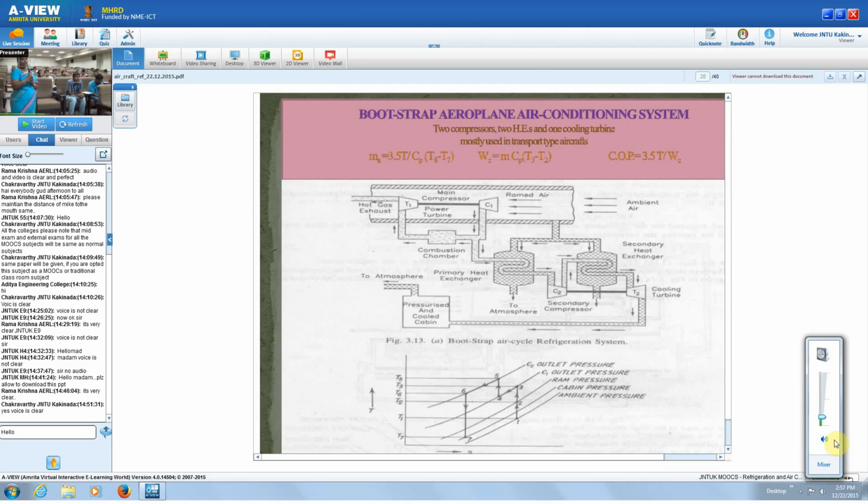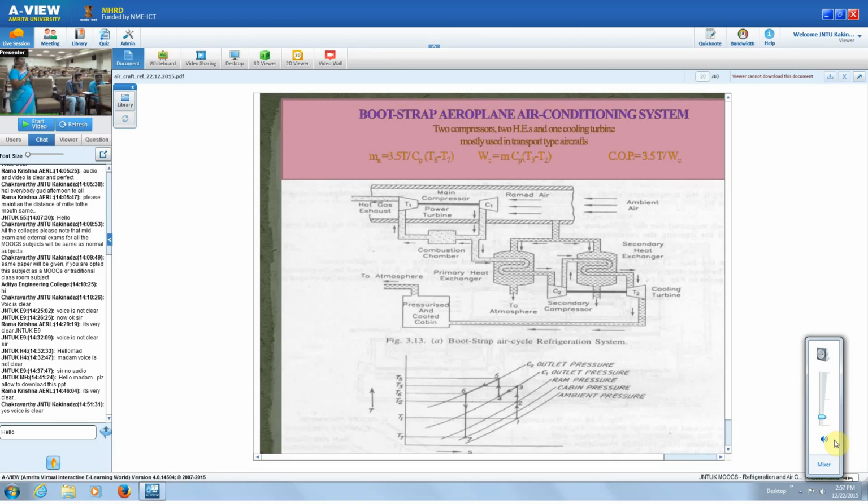So when the ambient air comes inside the vehicle, it will be rammed air. So that rammed air itself is used for heat rejection. So a part of the compressed air from the main compressor first passes through the primary heat exchanger, where the rammed air itself is used for heat rejection.